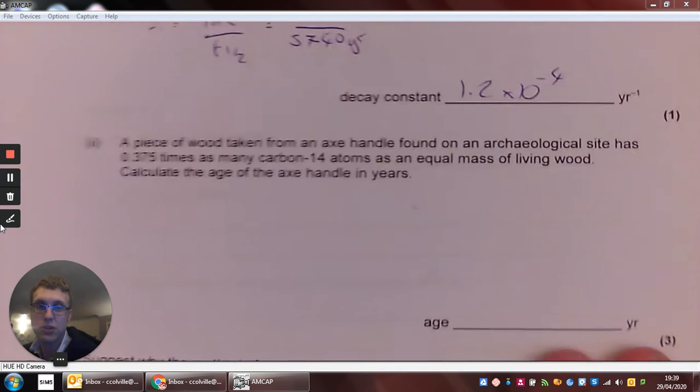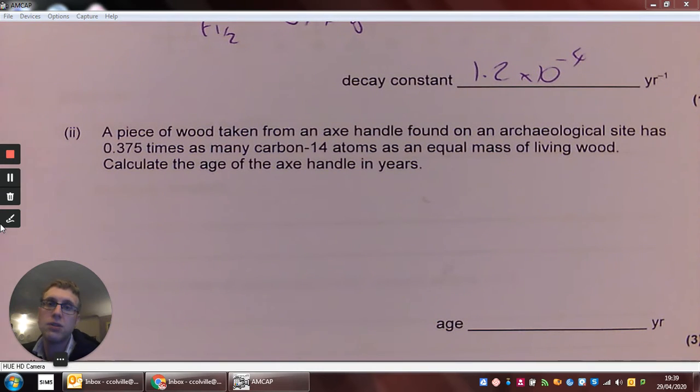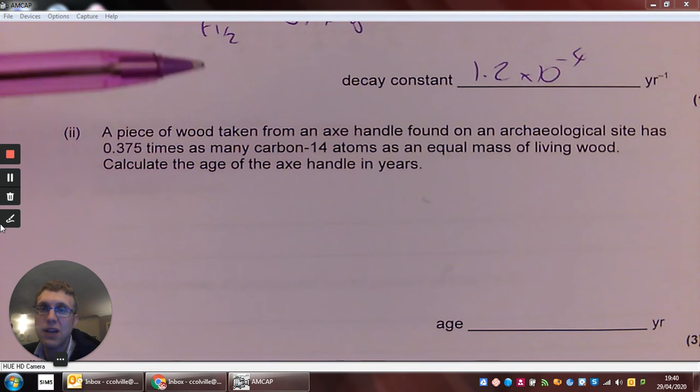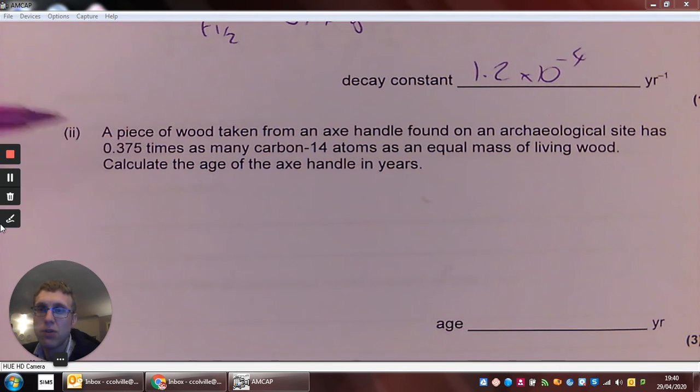Now, for the second part of this question, a piece of wood is taken from an axe handle from an archaeological site, and it's got 0.375 times as many carbon-14 atoms as an equal mass of living wood. Now, quite a strange way of phrasing things. This is actually saying there is less carbon-14 in the sample that we found today than we'd expect to find in living wood, and that's exactly what happens. In a living sample, there's a certain amount of carbon-14, and it's continually replenished by everything that's respiring. When it dies, it stops respiring, so the amount of carbon-14 is fixed, and because it's radioactive, that decays away over time. So we've got less of it.